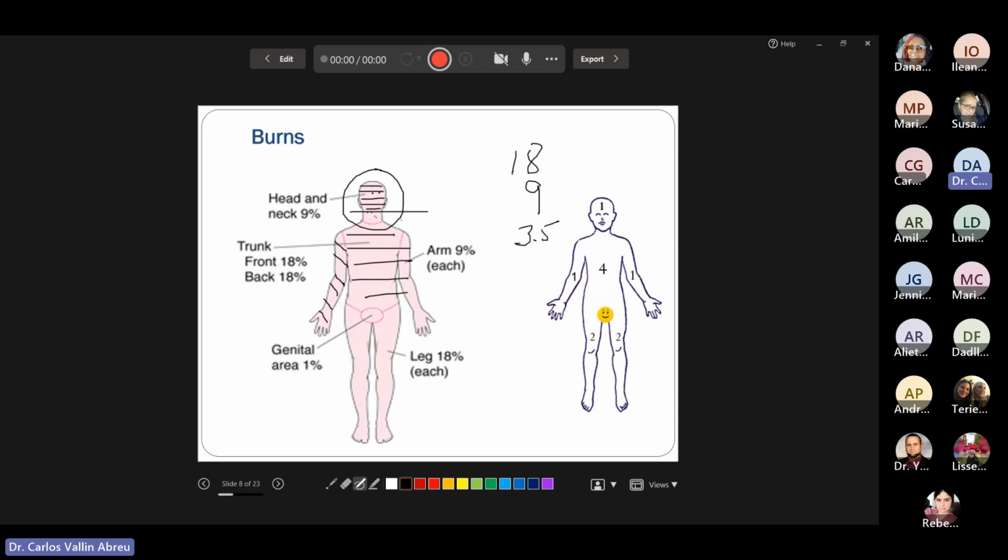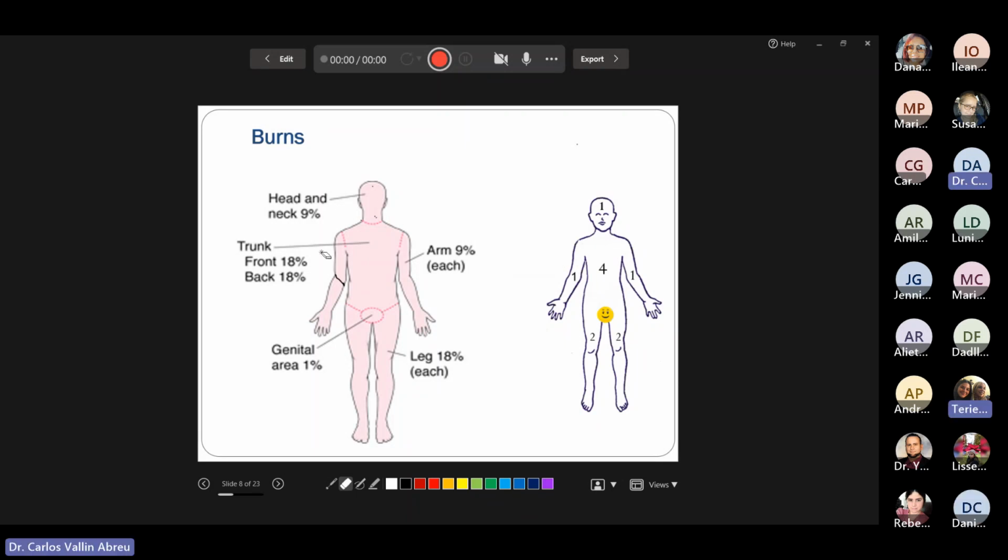Makes sense? So if only the anterior part of the head, sparing the neck, is burned, the head is 7, but only the anterior part, so 3.5. Yes? And then you add, and you are going to have exactly the number that they want you to choose. Is that okay? Everybody understood this detail? Okay, so have that in mind.